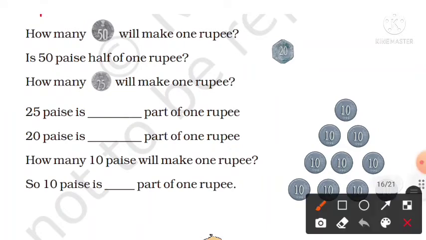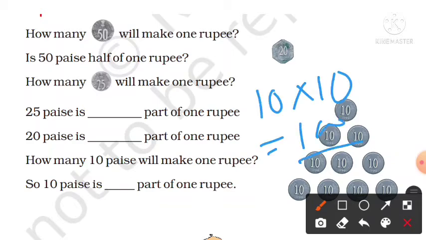How many 10 paisa will make 1 rupee? Very simple. 1 rupee means 100 paisa, and here it is how many 10 paisa. If we multiply 10 with 10, that is 100. So that means we need 10 paisa coins to make 1 rupee. Next, 10 paisa is dash part of 1 rupee. What part? It will be 1 by 10 part of the 1 rupee. Got it?